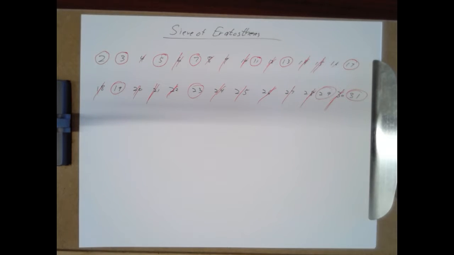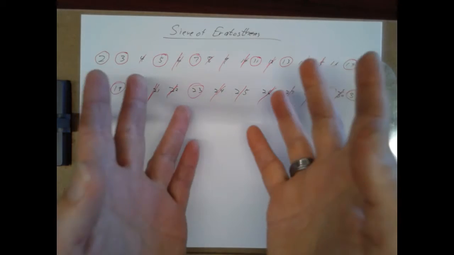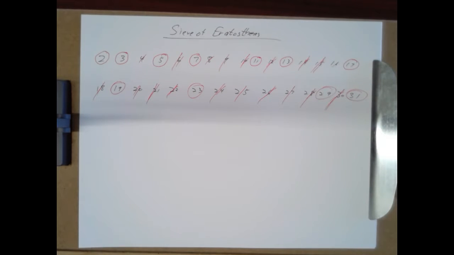So it's like a sieve that you use to pan for gold or something, right? The water falls through and the gold nuggets are left because they're caught by this mesh. That's basically what's happening here. So when we cross off every nth number, we're saying that's not a prime. And when we're done with this, what's left are just the prime numbers.